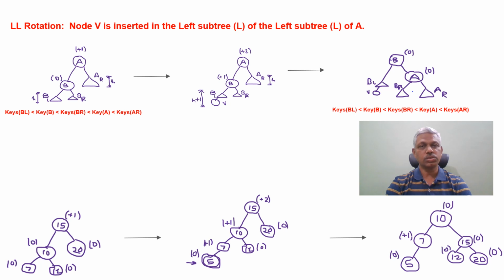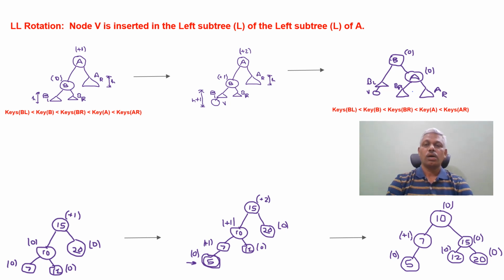Previously it was in a balanced state. Because of the addition of vertex V, its balance is lost. Again at A, the balance factor is plus 2 because the length of the longest path has changed. The length of the longest path here is H plus 1, H plus 2, H plus 3. And the right subtree is H plus 1.